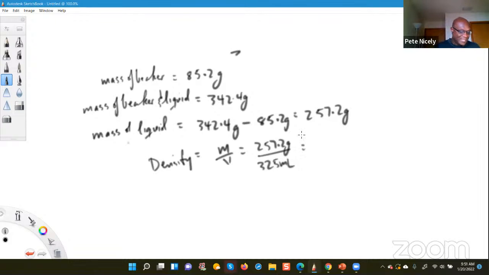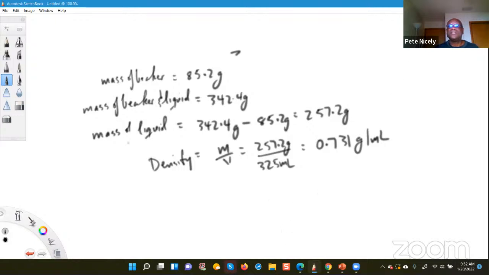So let me do that calculation. I divide the 257.2 by 325 mils. And the answer I got here, and again, you have to round off to the lowest number of sig figs, which in this case would be 3. So therefore, this would be 0.791, and the units would be grams per mil. And that's basically how the first example is done, all right? Anybody have any questions about this particular example? Any questions?